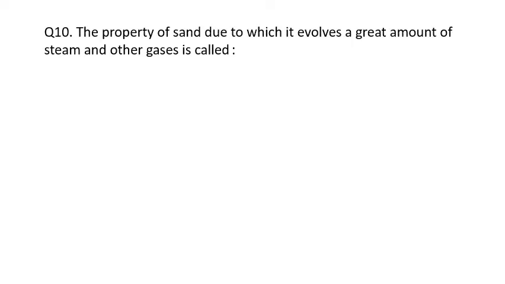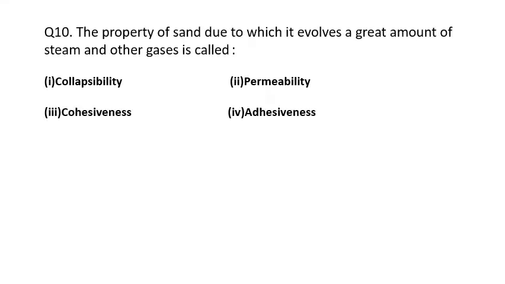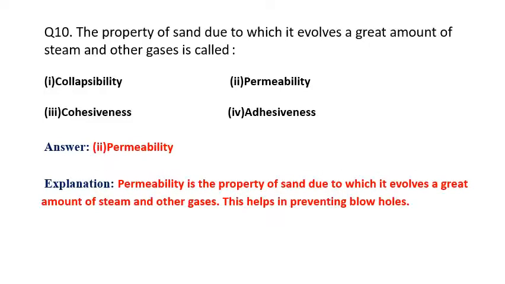Question number 10. The property of sand due to which it evolves a great amount of steam and other gases is called: 1. Collapsibility, 2. Permeability, 3. Cohesiveness, 4. Adhesiveness. The correct answer is option 2, permeability. Permeability is the property of sand due to which it evolves a great amount of steam and other gases. This helps in preventing a casting defect known as blowholes.